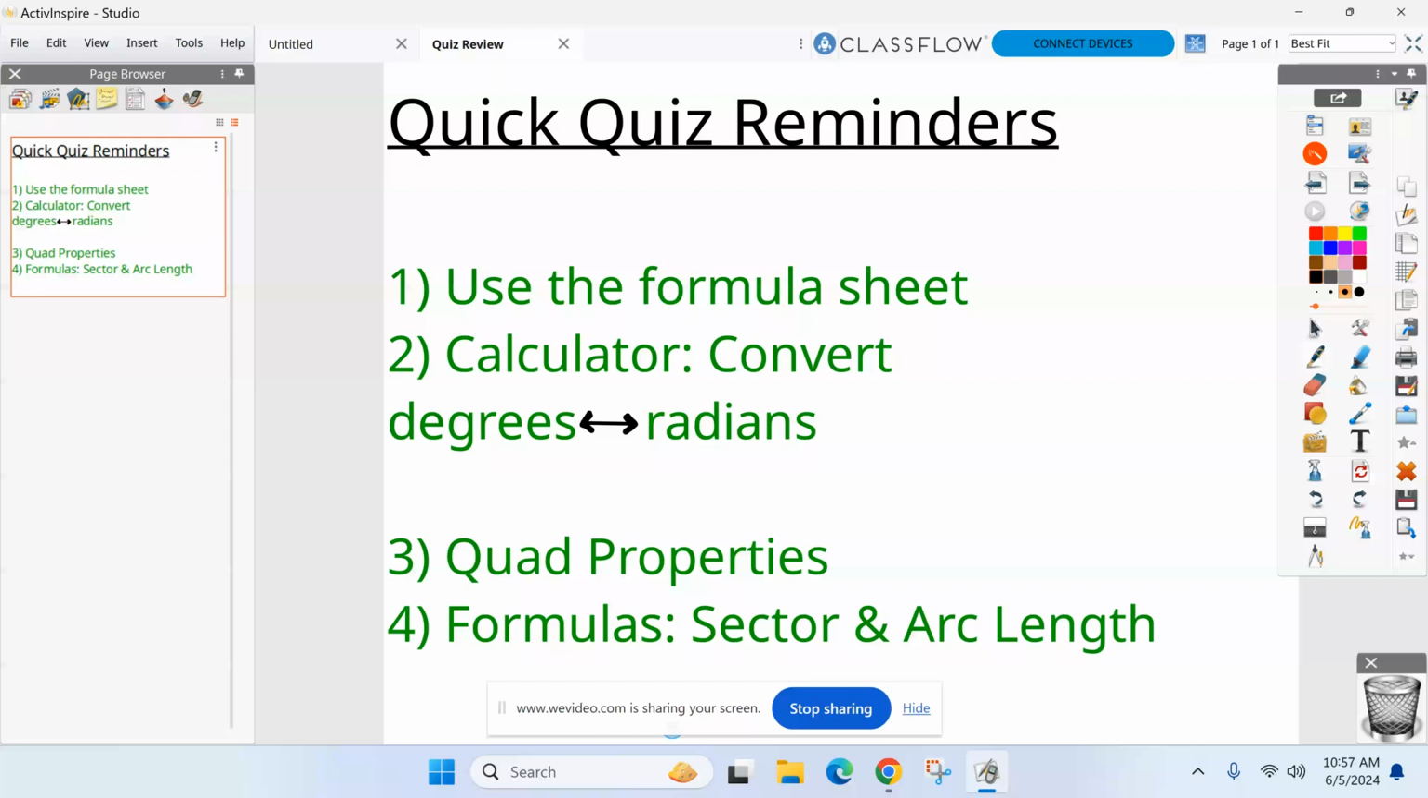There because there will be a volume question or two on there. That was part of our days 1 through 5 review. So make sure you use the formula sheet attached. There will be a volume formula or two you'll need on there. I'll skip over 2. Let me go to quad properties.